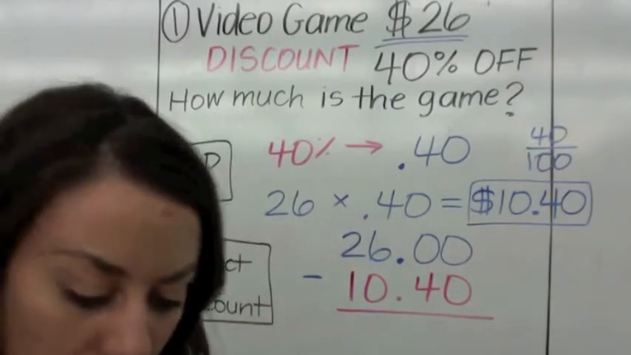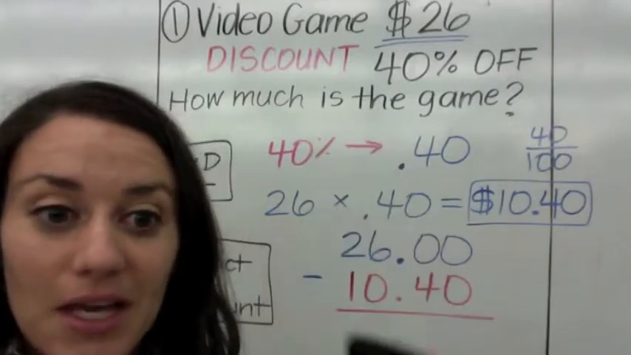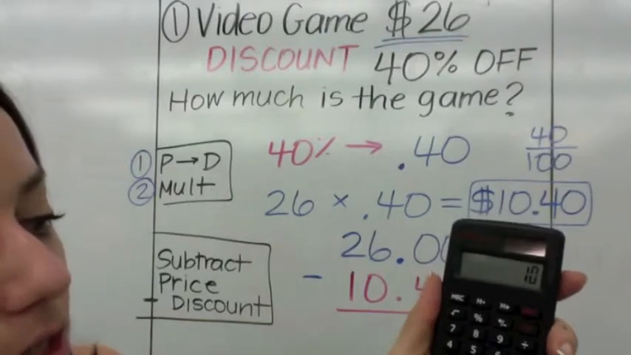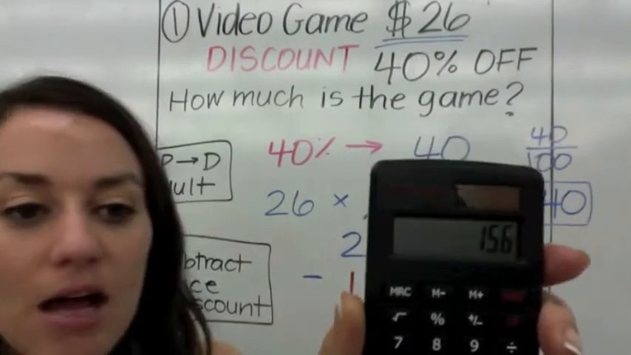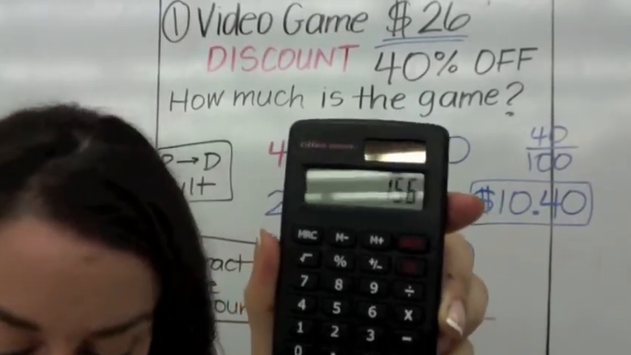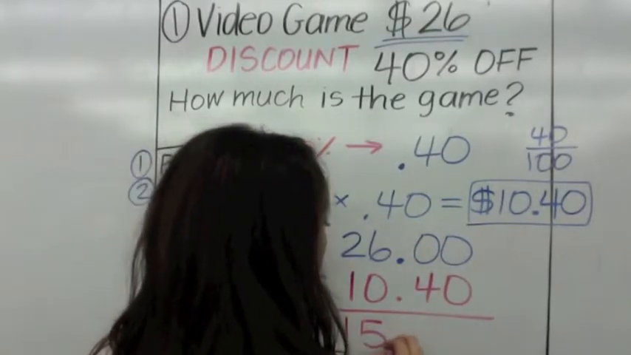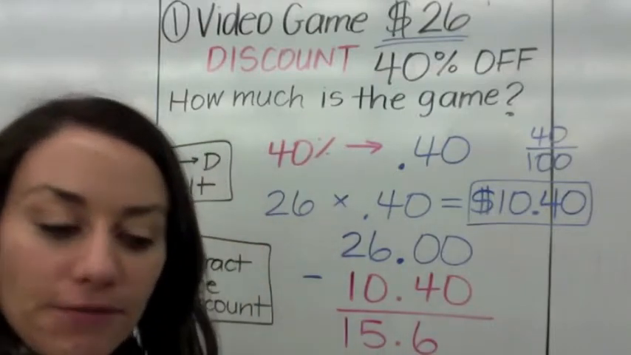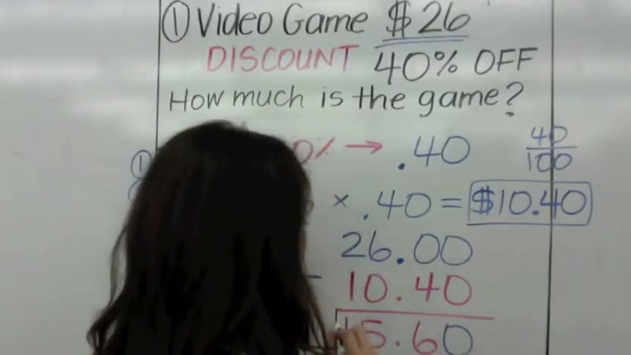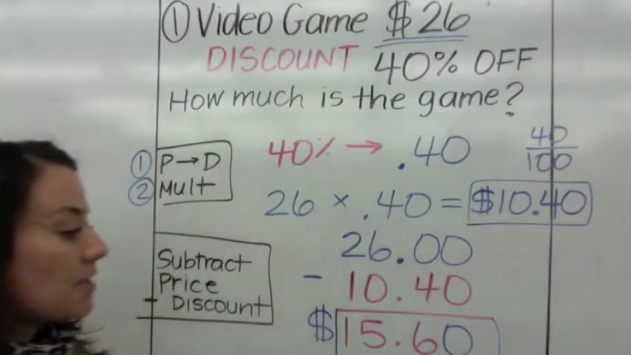Now, I'm not going to make you do this by hand because you're not very good at subtraction, and that's okay. That's why you have a calculator. Here we go. We have $26 minus $10.40. We're going to take that discount off. And how much is the video game now? It says 15.6. Now listen. What is that really talking about? $15.06 or $15.60? Yes. So the price of the video game now is $15.60.